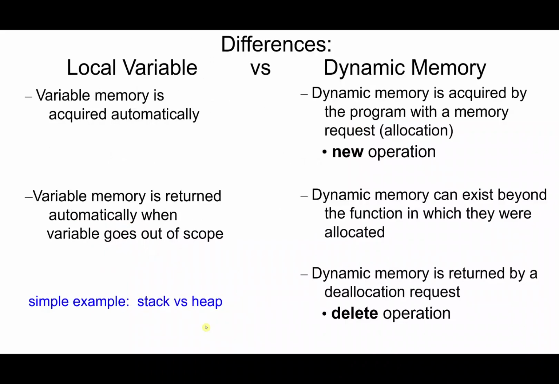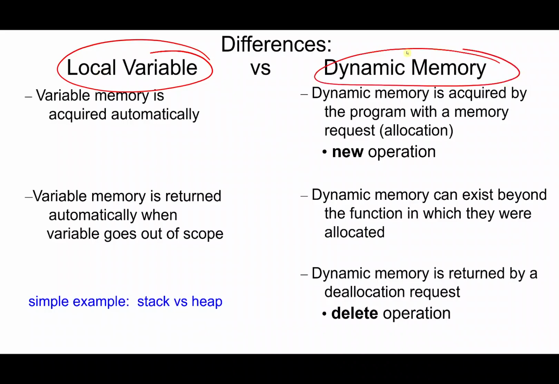Okay, the differences between local variables and dynamic memory. In local variables, memory is acquired automatically and is returned automatically when it goes out of scope. In dynamic memory, you have to ask for it using the new command or the new keyword.